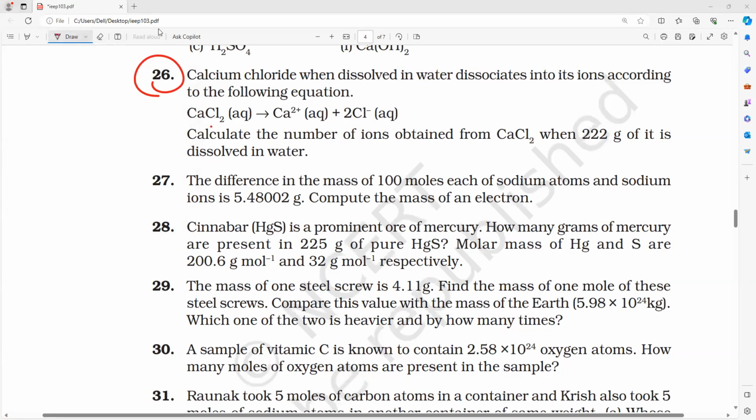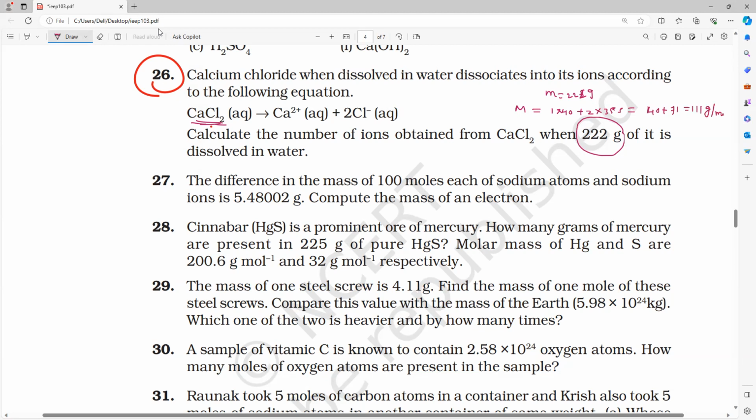If you have not done it, try to do it again. So very simple. For calcium chloride, first you have to find the total number of particles in 222 grams. So the given mass is 222 grams. What is the molar mass of calcium chloride? 1 calcium into 40 plus 2 chlorines into 35.5, which is 40 plus 71, which is equal to 111.